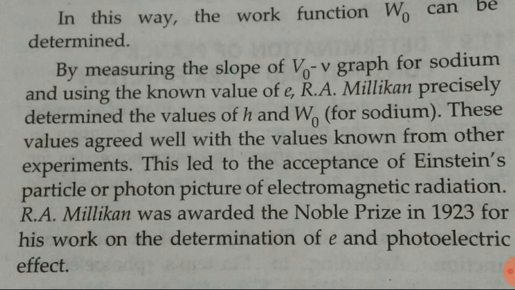These values agreed well with the values known from other experiments. So here Millikan has tried to find out the value of h and omega naught by this method of graph and slope. Other scientists have also attempted to find out the value of h and omega naught by some other methods, and that method's values and this method's values, they both match. So this led to the acceptance of Einstein's particle or photon picture of electromagnetic radiation.